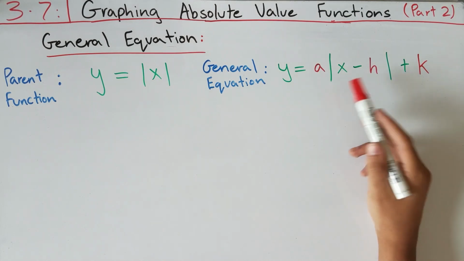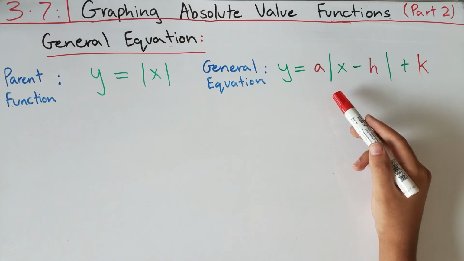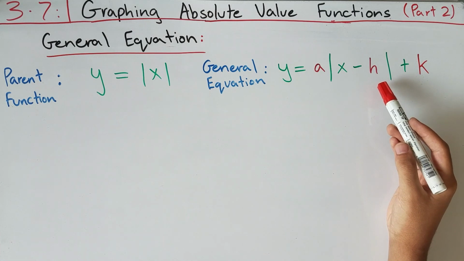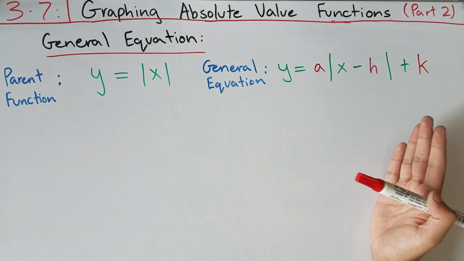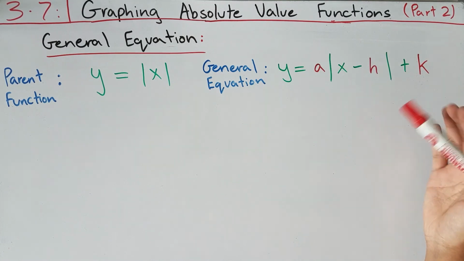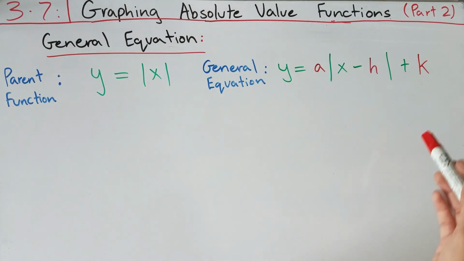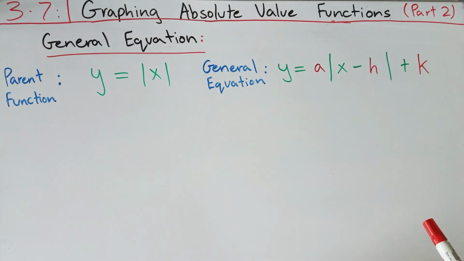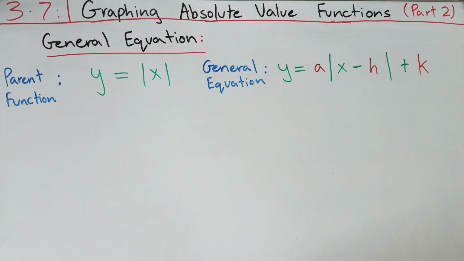In this case, your a determines by how much you're stretching or shrinking your function vertically. And then you have this h value, which determines by how much you're moving the function to the left or to the right. And you also have the k value, which determines by how much your function is being shifted upwards or downwards. A key thing to note from this is that this general equation is derived from the parent function, because all of these a, h, and k values are performing transformations on the parent function y equals the absolute value of x.